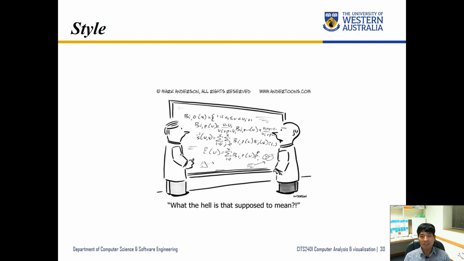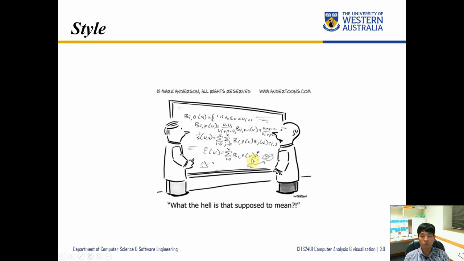Style is quite important in programming because even if you write some excellent code, if nobody else can understand it, that's not going to be very useful. It's going to be hard to maintain, hard to update, upgrade, or debug, and so forth. So readability is really important when it comes to software engineering and programming. So we'll have a look at some style guidelines that we will try to use in this unit.